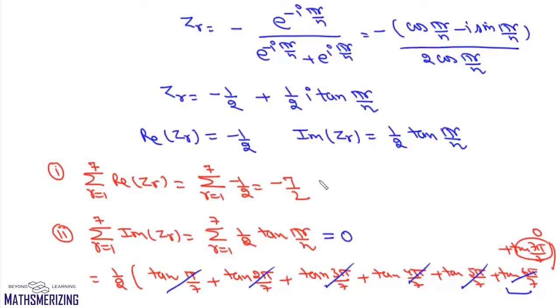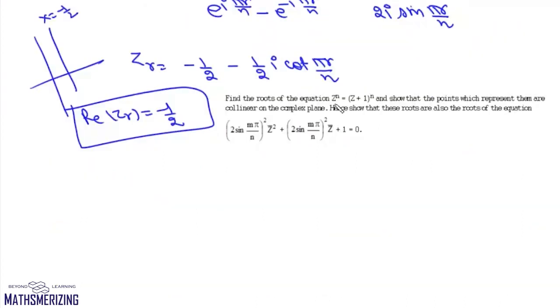So the answer to this question is minus 7 by 2 for the sum of real parts and 0 for the sum of imaginary parts. Find the roots of the equation z to the power n equals (z plus 1) to the power n and show that the points which represent them are collinear on the complex plane.